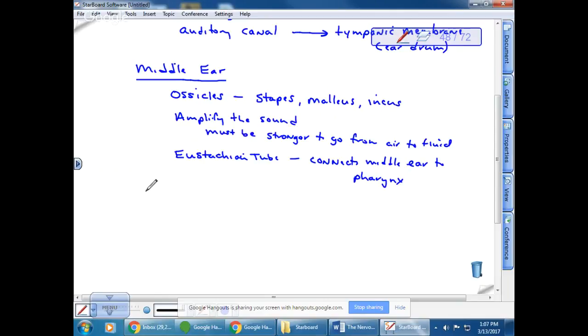Okay, so then we have the inner ear. This is hardly ever infected, and if you ever do get it infected, you will know because it causes problems with balance and vertigo. And so you might get up and just fall down, right? You'll have problems with your balance and equilibrium. So the inner ear includes the cochlea. And this is where the hair cells are. And so this is sound perception.